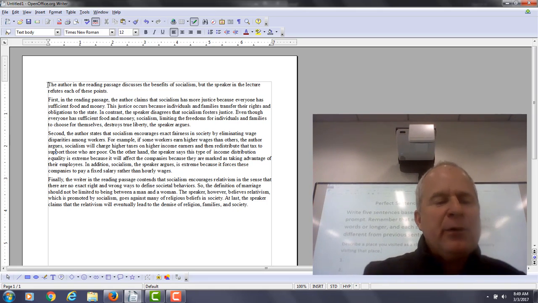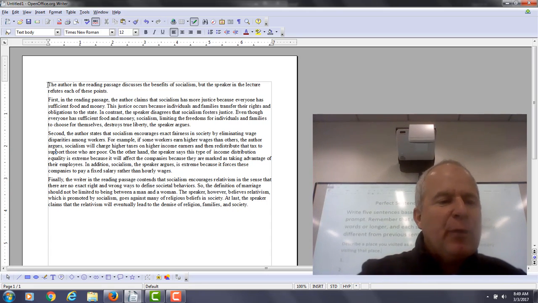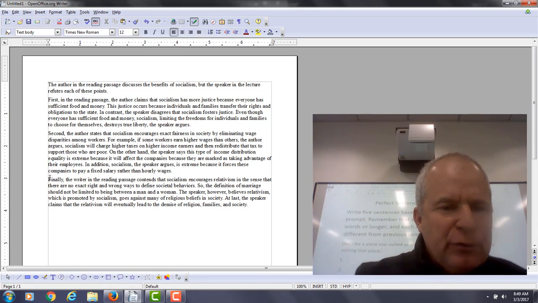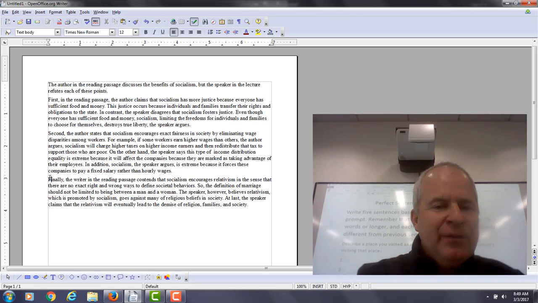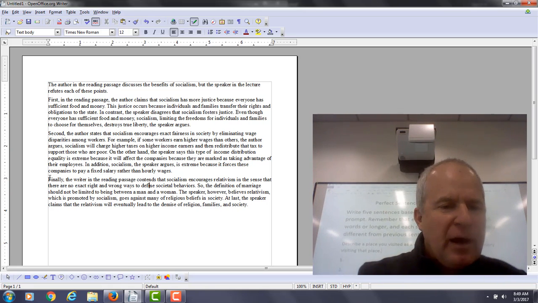On the other hand, the speaker says this type of income distribution equality is extreme because it will affect the companies because they are marked as taking advantage of their employees. In addition, socialism, the speaker argues, is extreme because it forces these companies to pay a fixed salary rather than hourly wages. Finally, the writer in the reading passage contends that socialism encourages relativism in the sense that there are no exact right and wrong ways to define societal behavior.